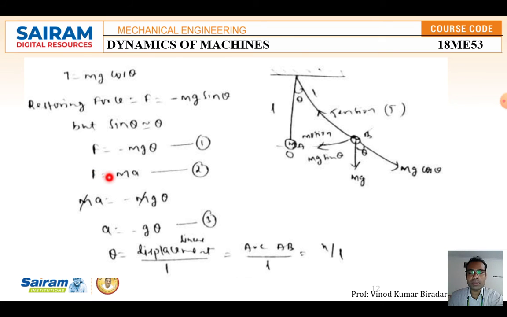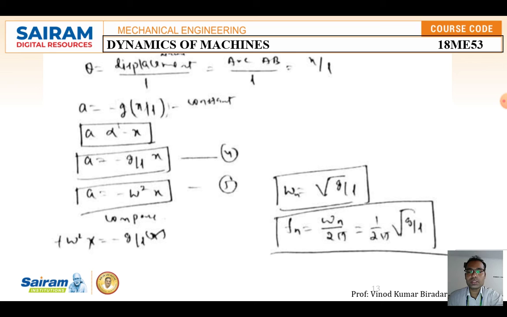Okay, so here force is equal to m into a, that is Newton's second law. Okay, so compare equation 1 and 2, ma is equal to minus mg theta. So here m is going to get cancelled, a is equal to minus g theta, minus g into theta, give equation number 3. So theta is nothing but what? The distance about the point O divided by L. Okay, that is arc of AB is equal to L. So arc AB from the diagram is x by L.